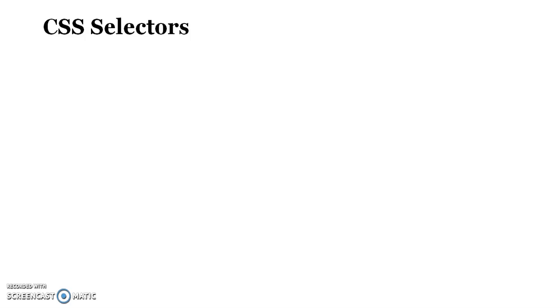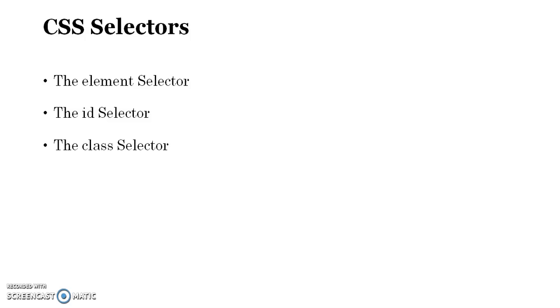When you are using CSS code to change the appearance of a web page, first of all, you have to select an HTML element to change its appearance. Now, to select an element on a web page, you have three types of selectors. The first one is the element selector, next the ID selector, and the third one is the class selector.